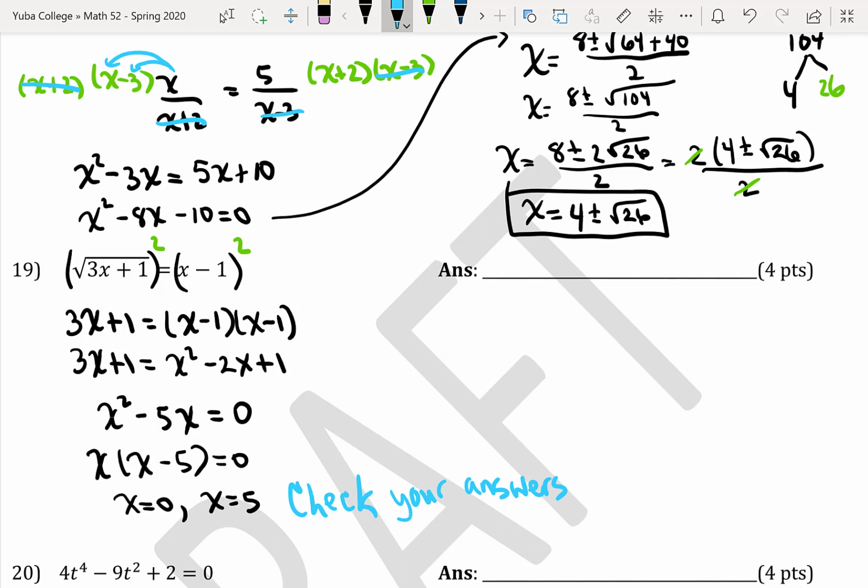So now let's try 5. 3 times 5 is 15, plus 1 is 16. So the square root of 16 is 4. We want to make sure that's the same thing as when we plug 5 over here. Where are we going to get 4? 5 minus 1 is 4, and that does work. So we only have one solution, x equals 5.